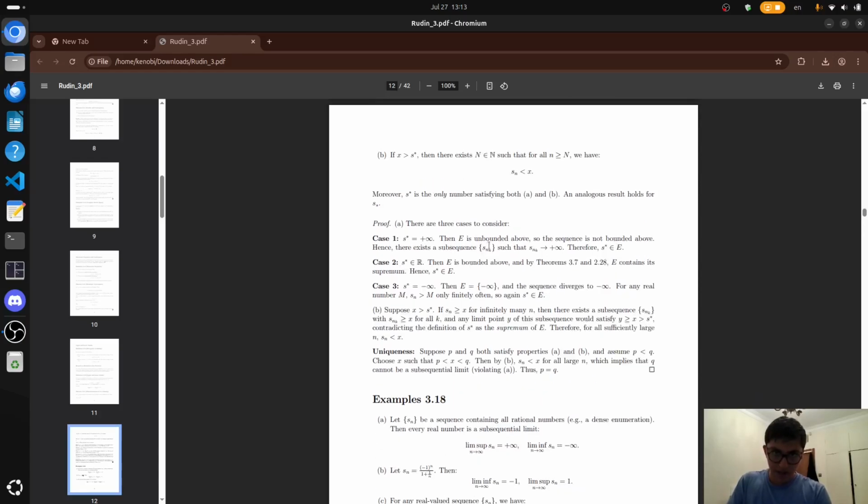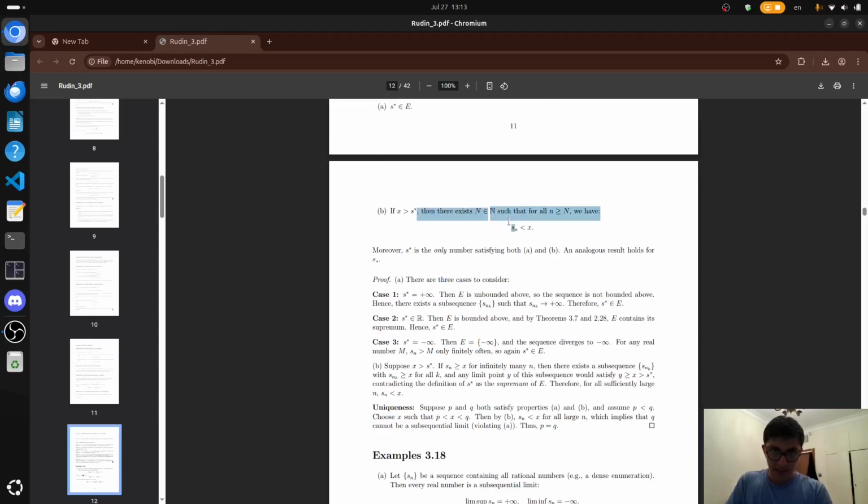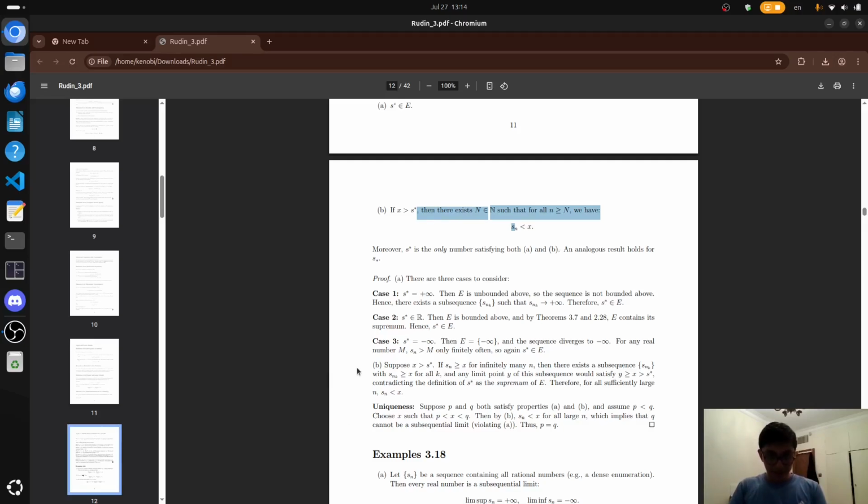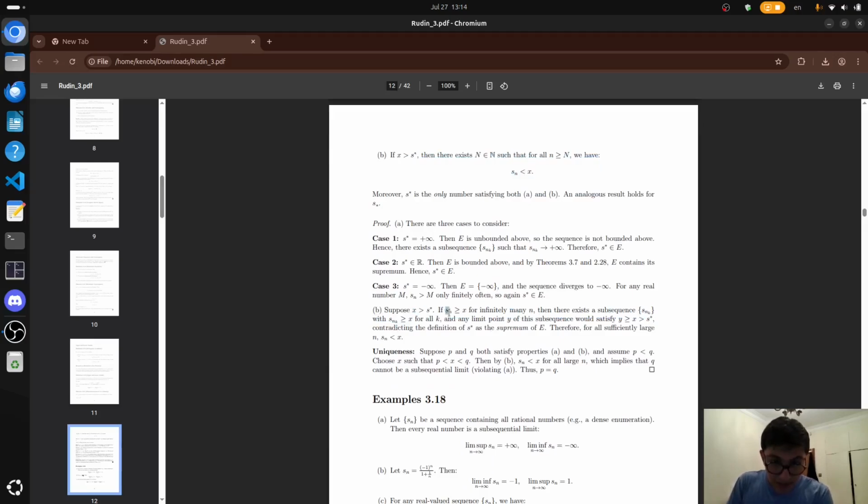Now here the strategy to prove this is that if X is greater than S star, we know that for every sequence that you take, its limit is going to be less than X, and from any point onwards this is going to be less than X because the maximum of it is S star. So that's the strategy here. Suppose X is greater than S star. If Sn is greater than X for infinitely many n, there exists a subsequence S n_k with S n_k greater than X.